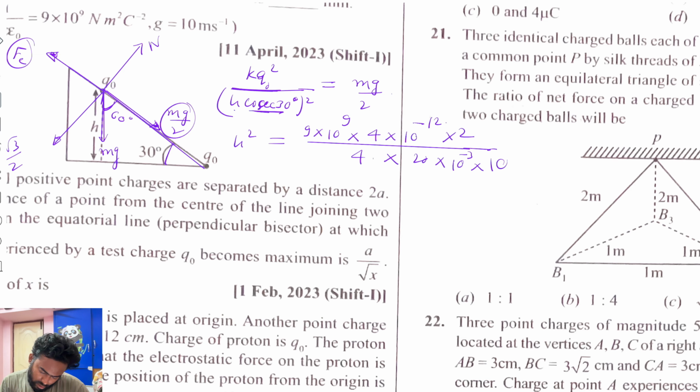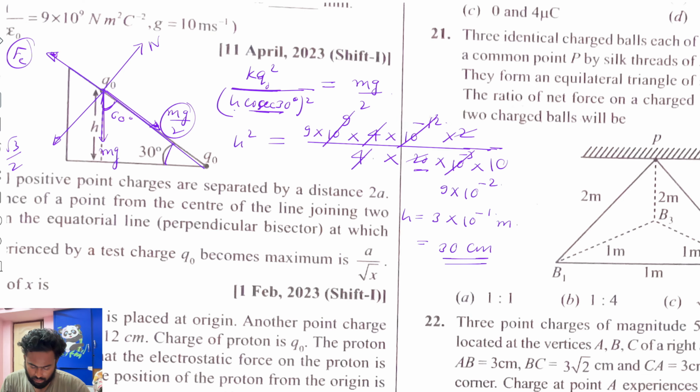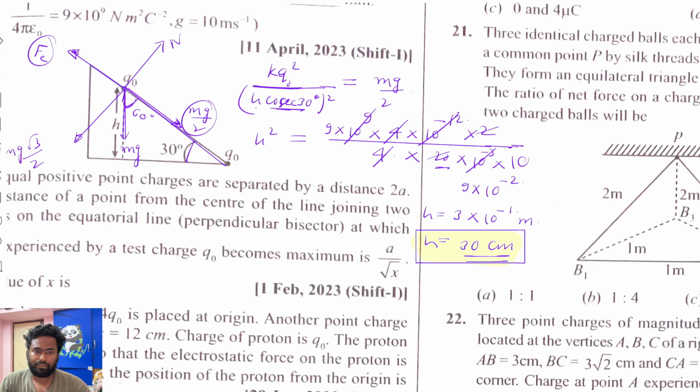So after solving you will get this one cancel, 10 power minus 3. So this one cancel, this one 2 cancel, 10 power minus 2. So you'll get 9 into 10 power minus 2. So answer will be how much? 3 into 10 power minus 1 meter. So it is 30 centimeter. So this is our answer for this problem. I hope calculation is simple. What we are doing, you are able to get it.